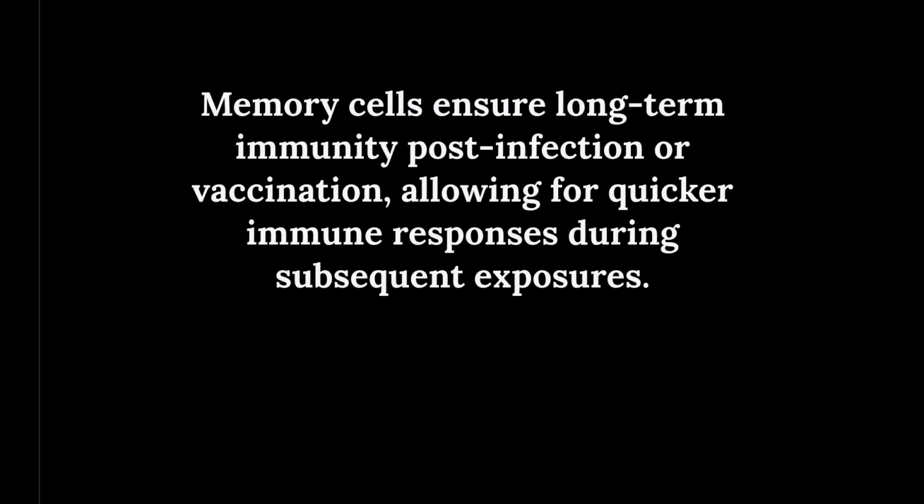Memory cells are crucial for long-term immunity. After infection or vaccination, some B and T cells become memory cells. These cells remain in the body for faster future responses. They enable the immune system to react more effectively upon re-exposure. This is why second infections are often less severe.